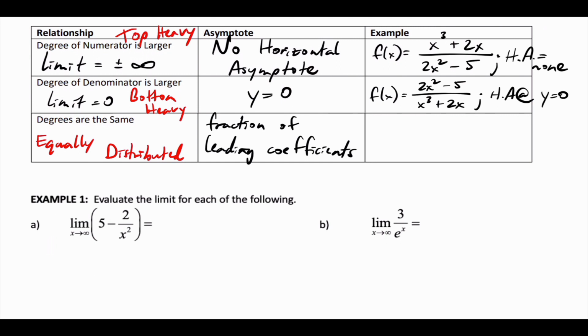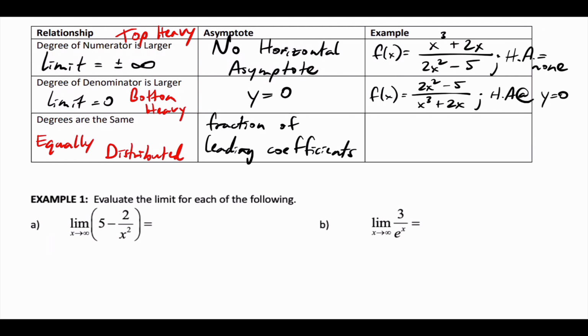Okay. Top heavy, bottom heavy, equally distributed. So let me give you an example. Is this only when x is approaching infinity? Yes. We only use these when they ask us one of two things. They say x is approaching positive infinity or negative infinity, or they ask us for horizontal asymptotes. This is the only time we use this table.